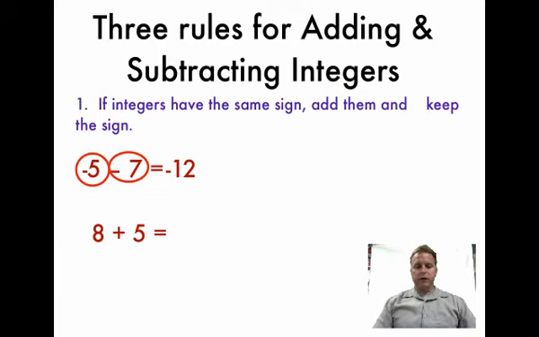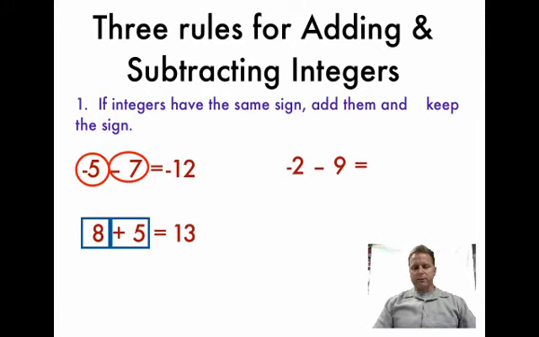Here we have two positives. If there's nothing in front, it's a positive. So this time, instead of doing a red circle, so that we can keep them separated, let's do a blue square or rectangle. This one will be a rectangle. Signs are the same, so we'll do 8 plus 5 is 13, and since they're both positive, it stays positive.